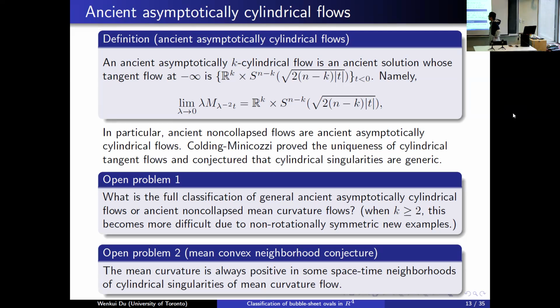And so in order to solve the higher dimensional mean convex neighborhood conjecture, we need to study the classification of ancient asymptotically cylindrical flows. What is the mean convex neighborhood conjecture?